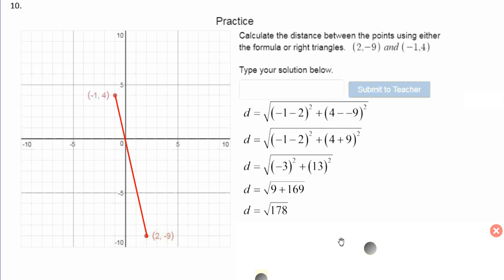So again, we have to think about, is the square root of 178 a perfect square, or does it have any perfect square factors? If so, we're going to simplify it just like we did in the last problem. If not, we're going to leave it as is, and we have the exact length for our segment between the two given points. 178 is not a perfect square. It does not have any perfect square factors, so we've correctly calculated the length of our segment.